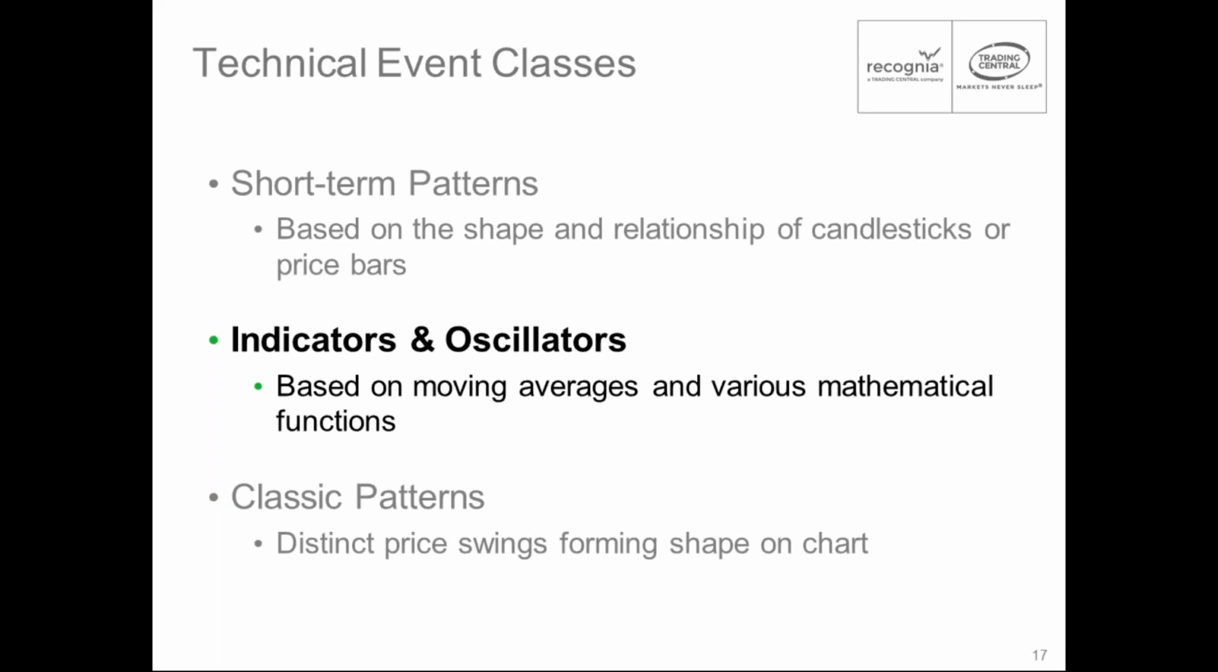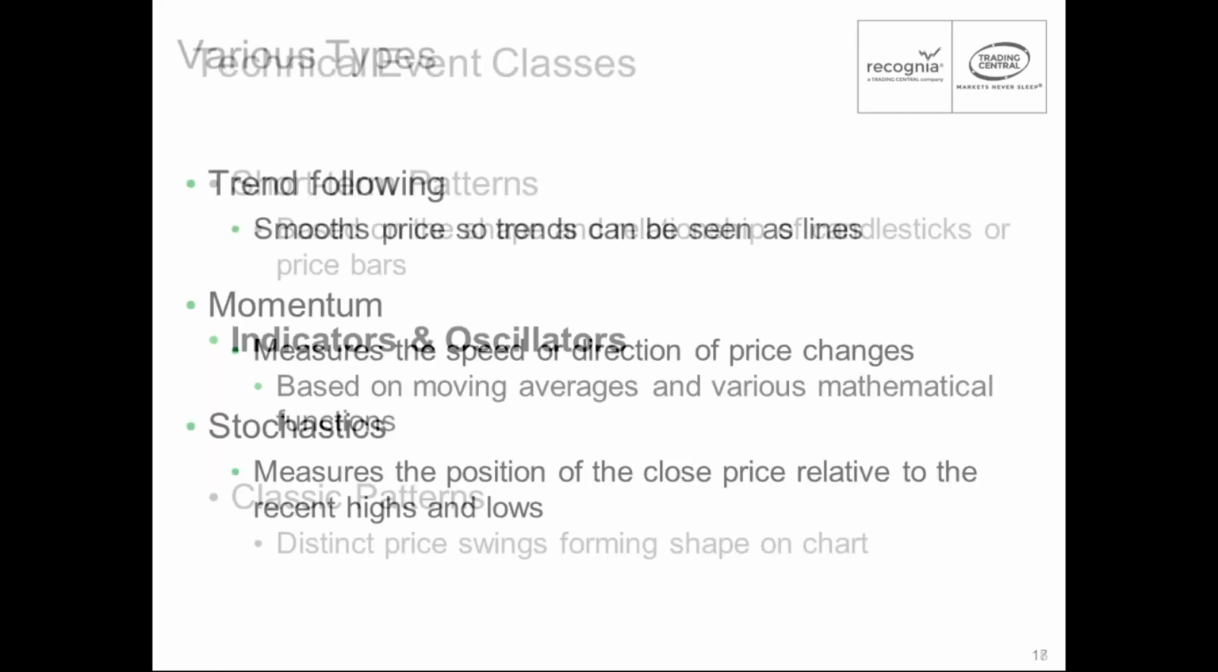Different kinds of indicators were used because they're really, really easy to calculate. So indicators and oscillators are no more predictive than the other kinds of event classes, but they're better known because they're provided by all different kinds of charting software.